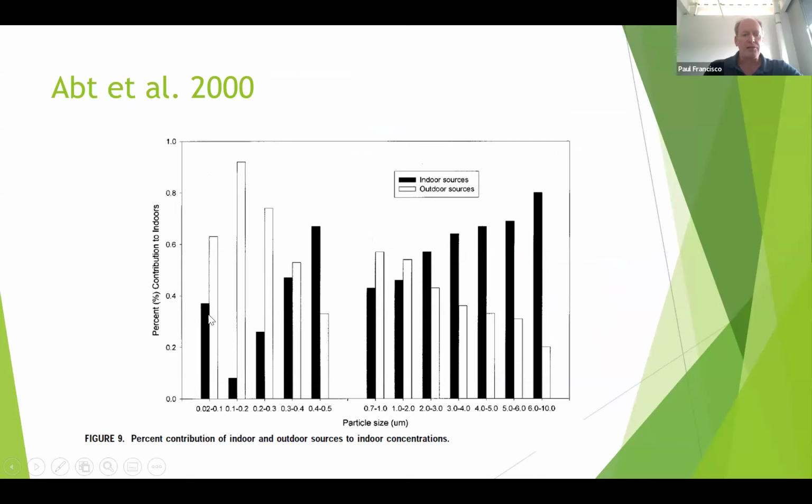And at any size range, the two bars together will add up to 1, because it's what's the percentage that's indoor sources, what's the percentage that's outdoor sources. What we see is that at the smaller range, outdoor sources tend to dominate, except like the 0.4 to 0.5s in these particular studies. And then as you get to larger, the indoor sources tend to dominate, suggesting that indoor sources often tend to be larger particles and outdoor sources tend to be more the smaller particles.